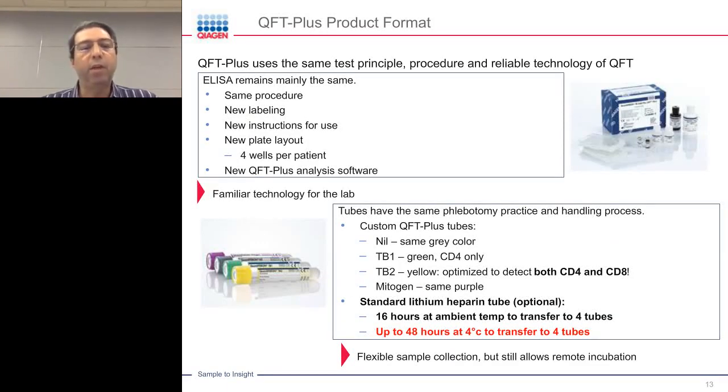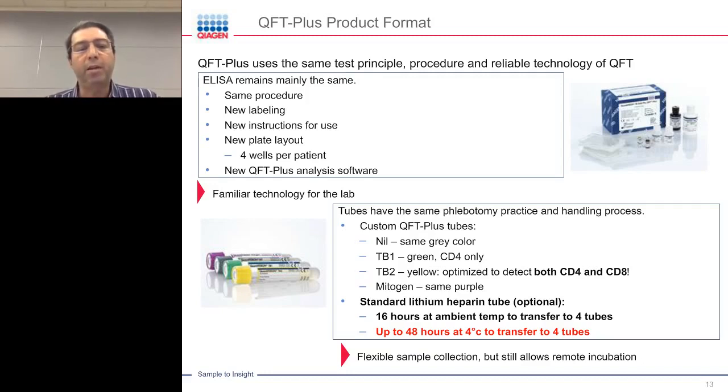So in terms of the new product format, the detection of gamma interferon is really unchanged. It's an immunoassay, it's an ELISA-based format in which we detect gamma interferon. But what we changed was our blood stimulation tube. So if you noted during that previous slide, there were three tubes. And so we have added a fourth tube.